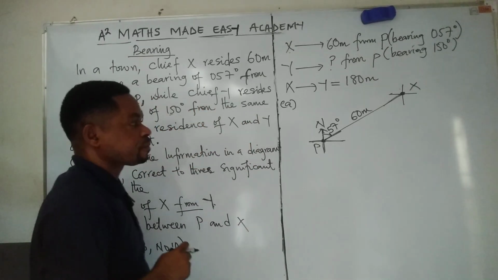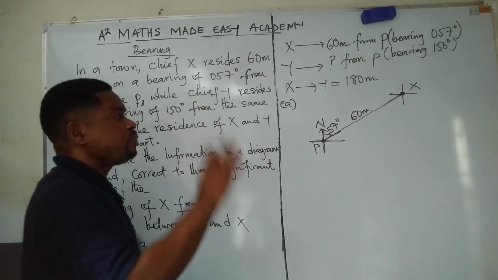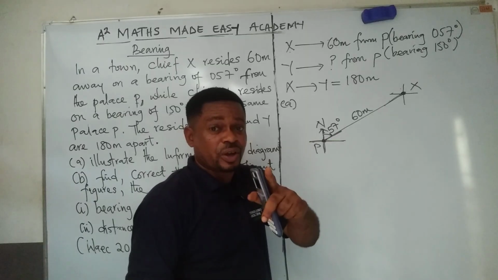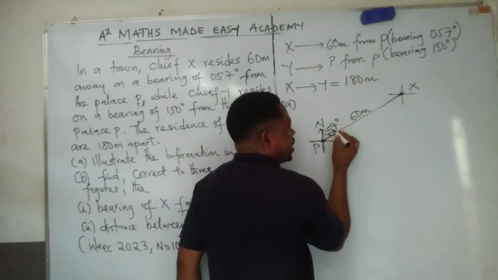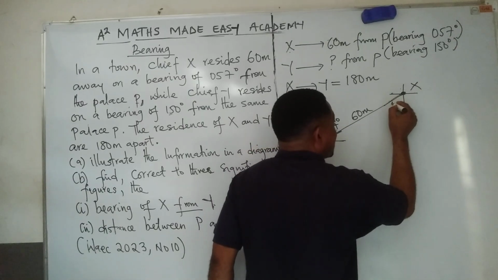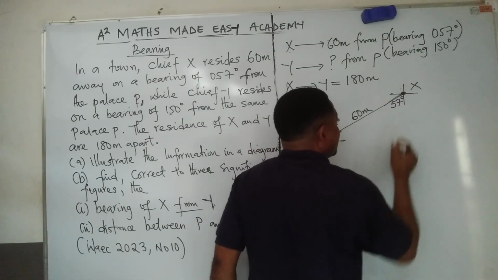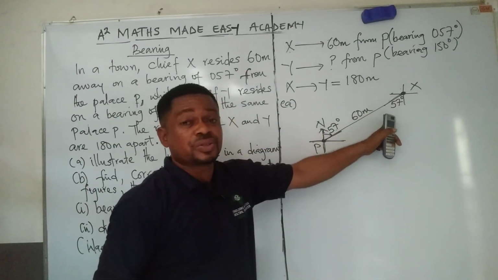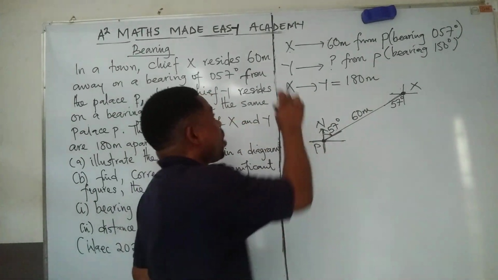Am I communicating now? That is the first information. Now, before I continue, I want you to understand something here. If an angle is given here, you should know that this particular angle, which is 57 degrees, will also be the same thing here as 57 degrees. Now, the reason is because alternate angles are what? Equal. So we are done with x.